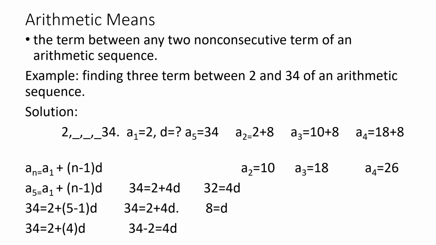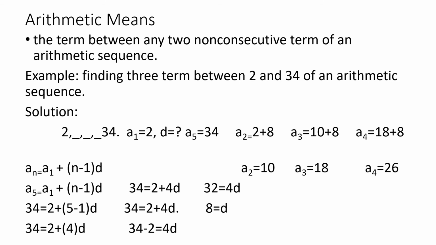Divide both sides by 4 to get the value of d. So 32 divided by 4 is 8. So now the common difference is 8. Then to get the next term, or the second term, we need to add the first term to our common difference, which is 8. So 2 plus 8 is equal to 10.